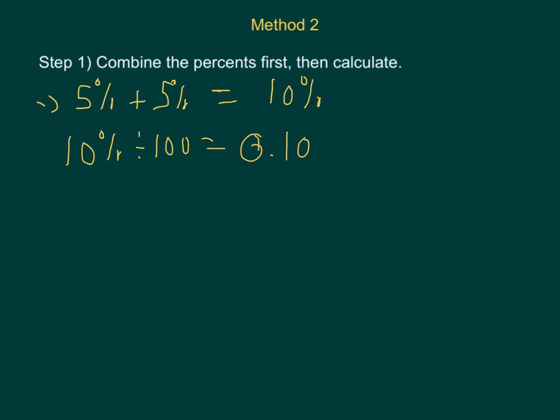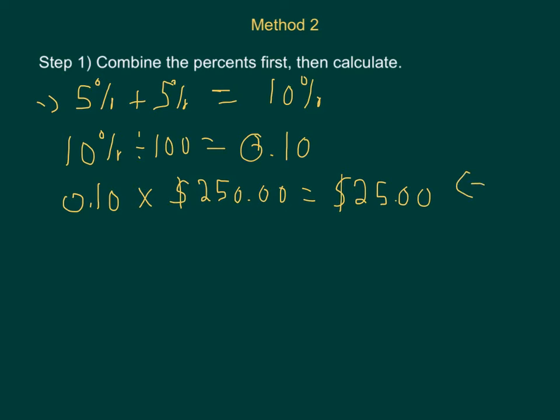That's a 0, by the way. Once we've got our decimal, we take our decimal, 0.10, and we multiply it by the total number. Well, our total number, again, was $250. We multiply it by that, we get $25. And last step is just to add the total tax, which was that, and our total cost together.